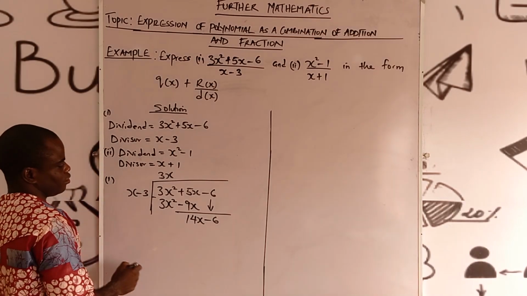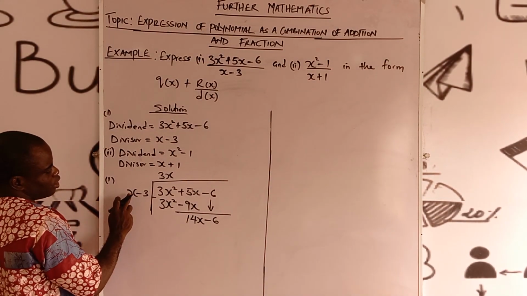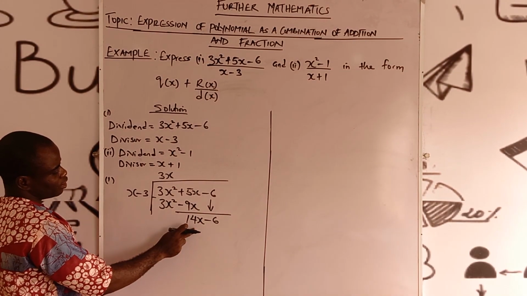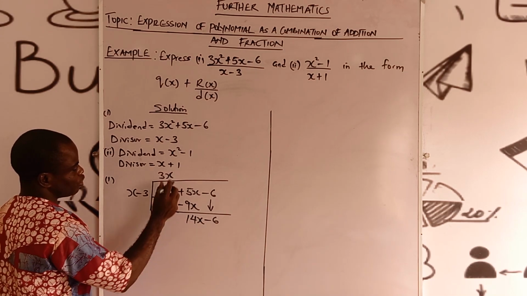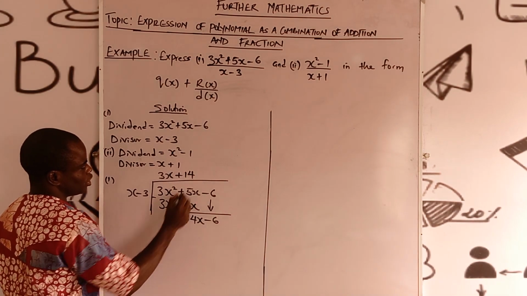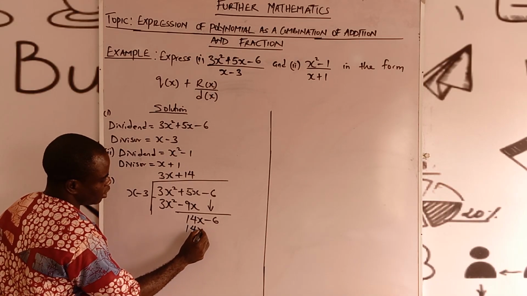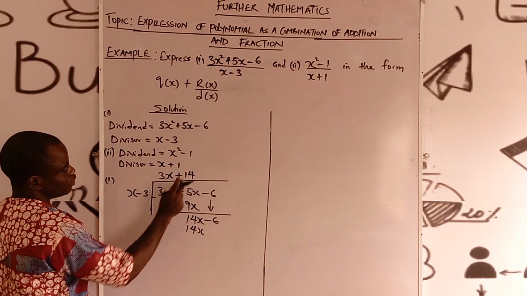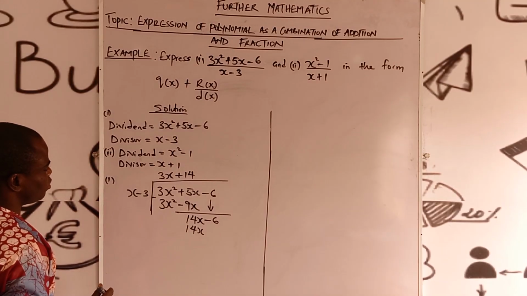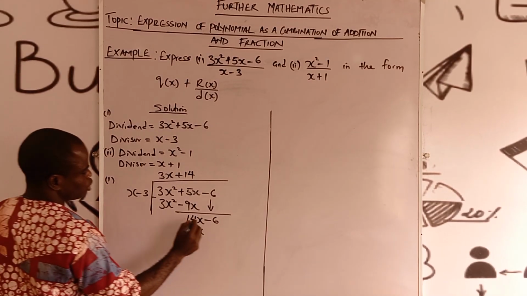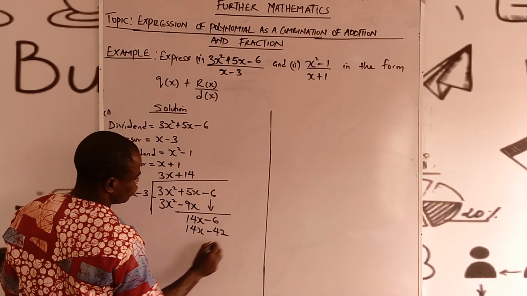Minus 6. What can you multiply with x that will give us 14x? That will give us plus 14. X times 14 is 14x, minus 3 times 14 is minus 42.